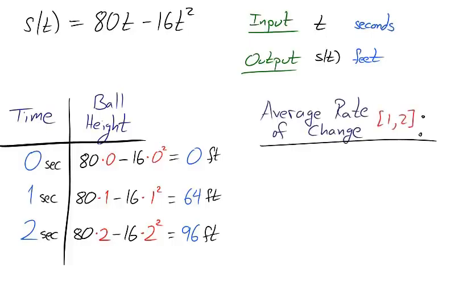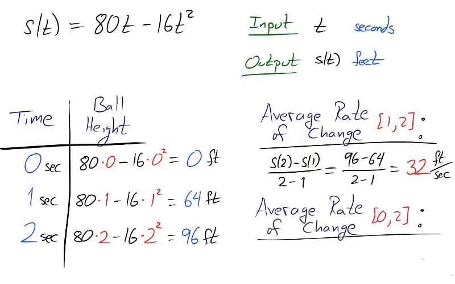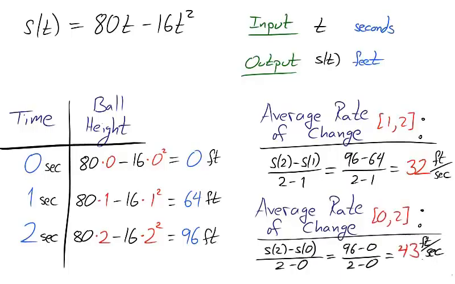The average rate of change for s between times 1 and 2 is 32. This number represents the average change in feet which the ball moves over 1 second. And if we calculate the average rate of change for s between times 0 and 2, we obtain 43. 43 what? 43 feet per second. The average change in feet per second over those 2 seconds. Notice that the ball only moves 96 feet in the first 2 seconds, 32 of which happen after the midway point. The velocity of the ball is not constant, so we are reporting the average velocity of the ball, not the velocity instant to instant.